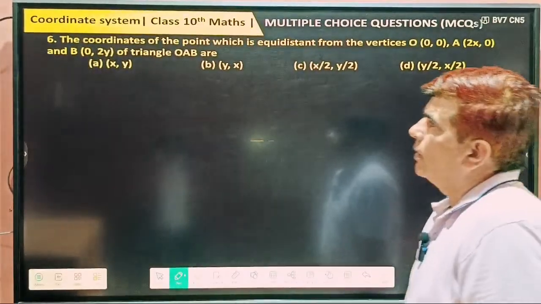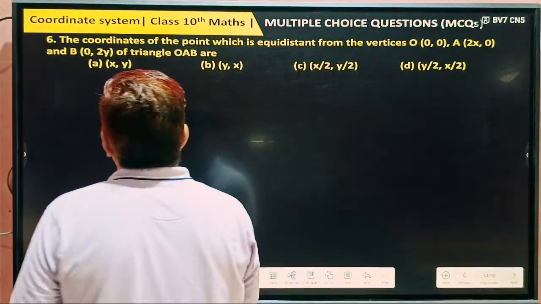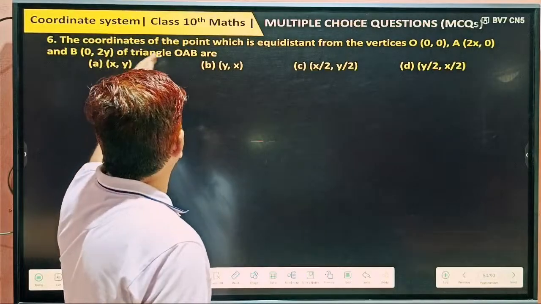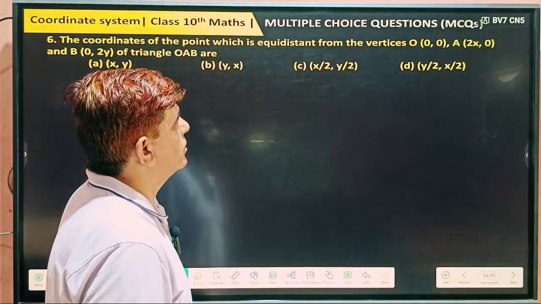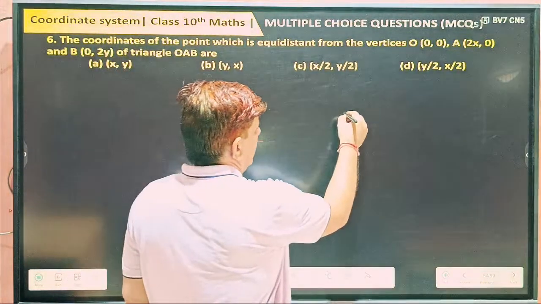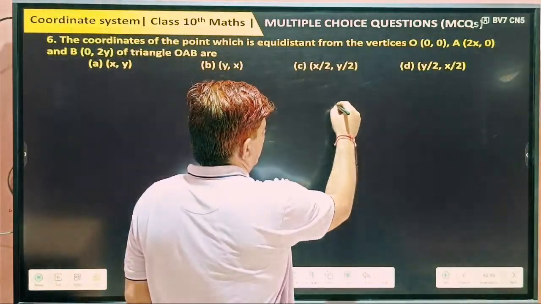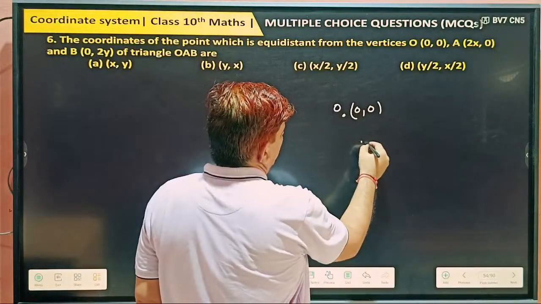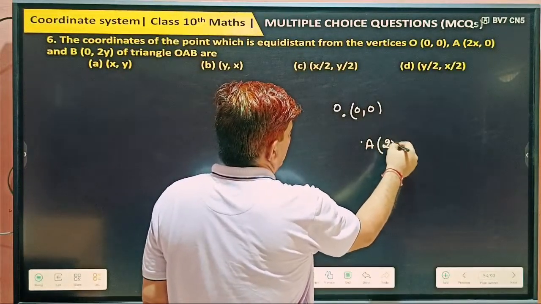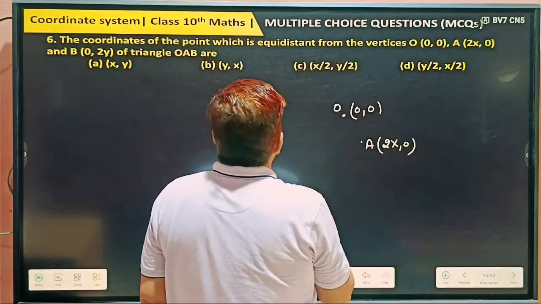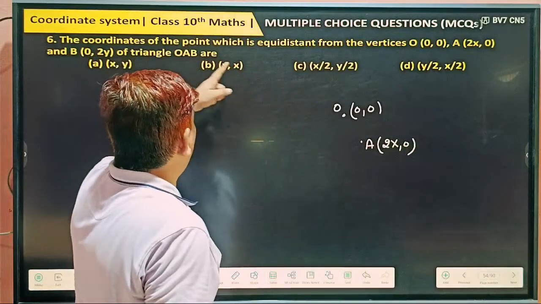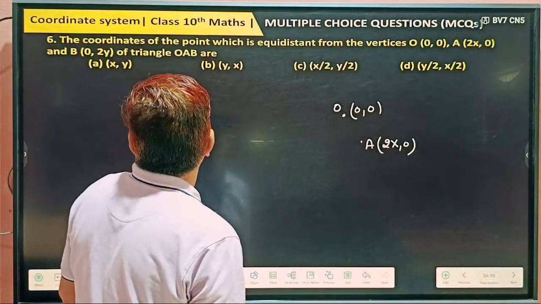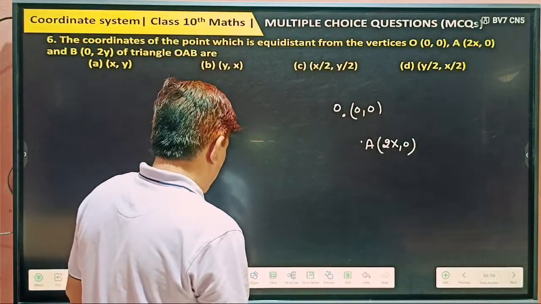Now, multiple choice question number 6. All are depend on it. Easily you can solve the coordinate of a point which is equidistant from this point. So one point taken. What's the name of this point? O, whose coordinate are these. Another point we have taken A, whose coordinate are 2x and 0. The coordinate of a point which is equidistant from the vertices, this and this, and triangle taken.